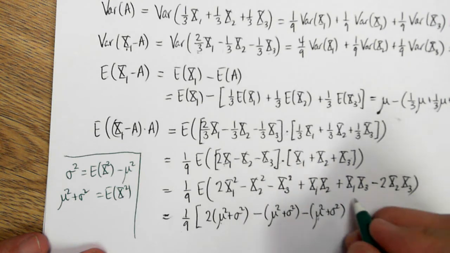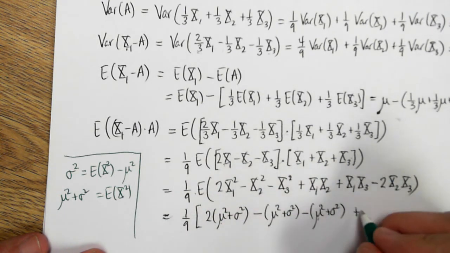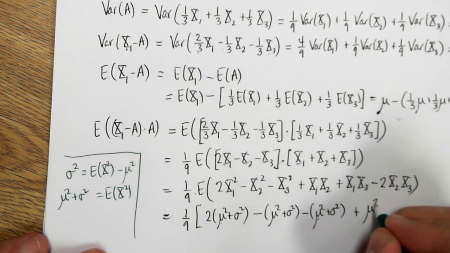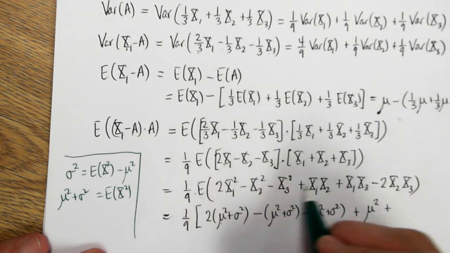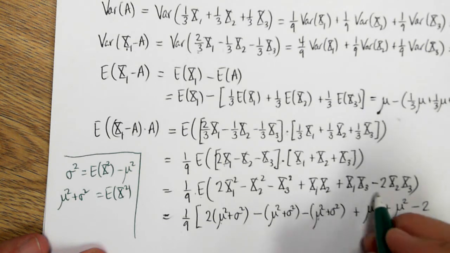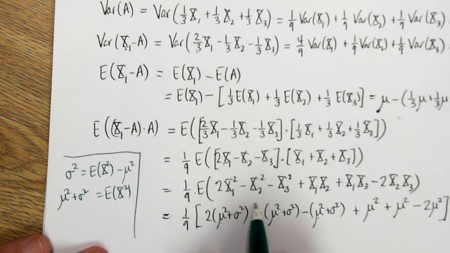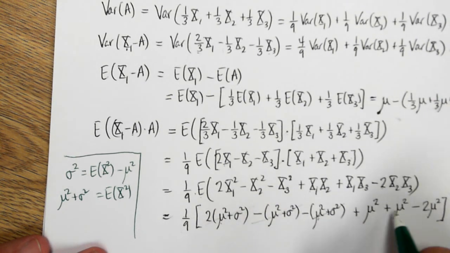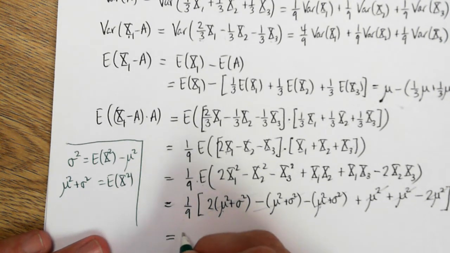Over here, by independence, the expected value of x1 times x2 is going to be the expected value of x1 times the expected value of x2. The expected value of x1 times x3 will be the expected value of x1 times the expected value of x3. And we have 2 times the expected value of x2 times the expected value of x3. And lo and behold, all of those cancel, and also over here, these three cancel, and so I end up with simply 0.